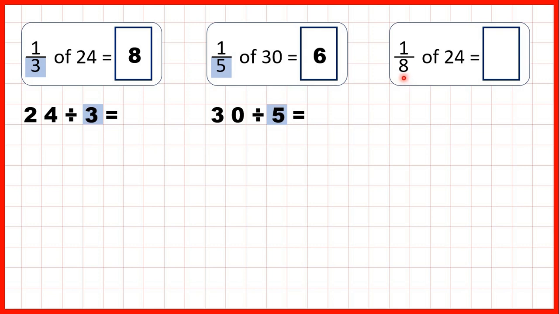Finally, let's find 1/8 of 24. So, because we have a unit fraction, all we need to do is divide 24 by 8. So divide by the denominator. 24 divided by 8 is 3, because 3 times 8 is 24. So 1/8 of 24 is 3.